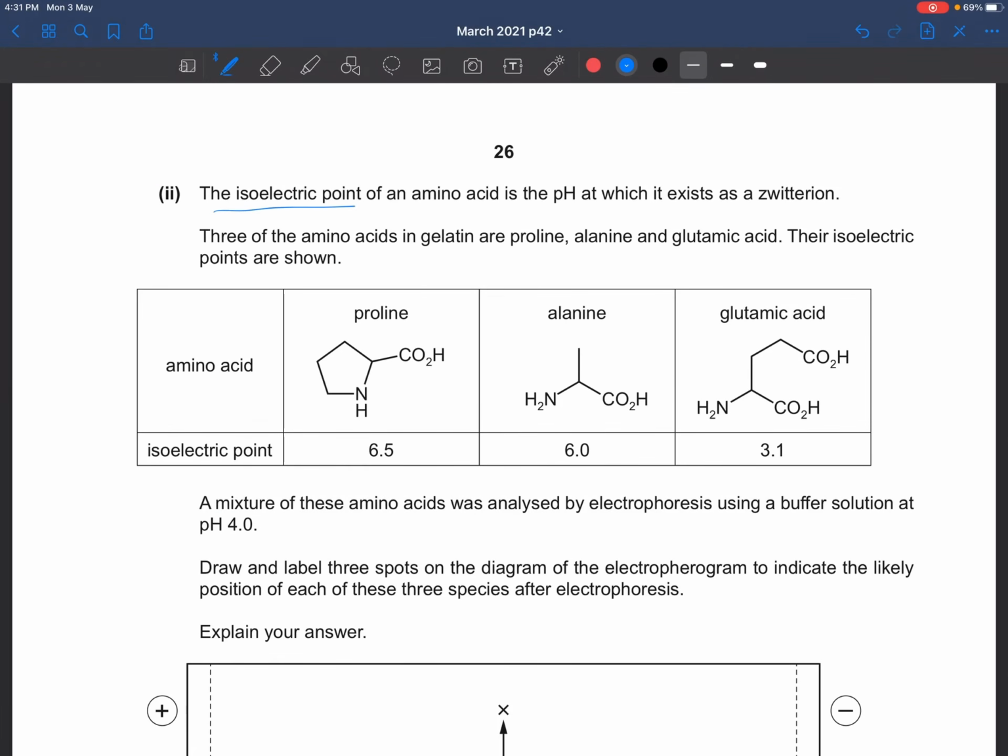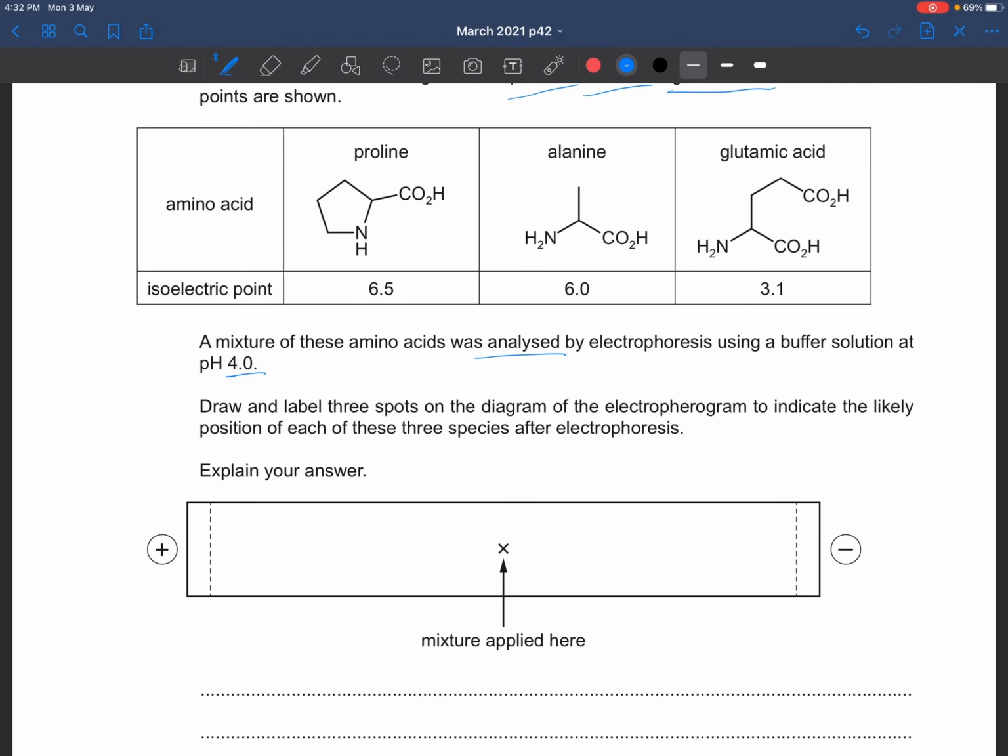The isoelectric point of an amino acid is the pH at which it exists as a zwitterion. Three of the amino acids in the gelatin are proline, alanine, and glutamic acid. Their isoelectric points are shown. A mixture of these amino acids was analyzed by electrophoresis using a buffer solution at pH 4. Draw and label 3 spots on the diagram of the electrophoregram to indicate the likely positions of each of these species after the electrophoresis. So we are doing this at pH 4.